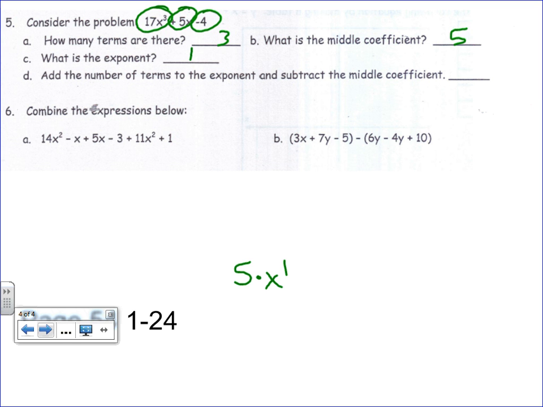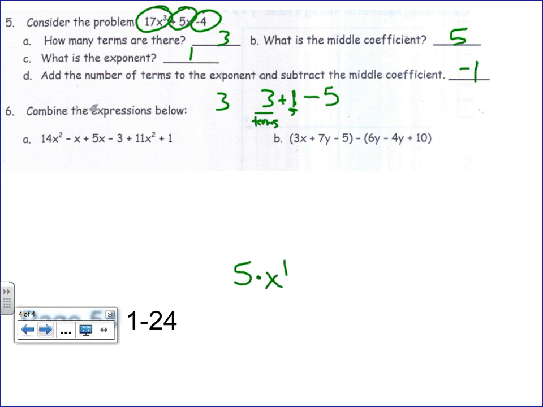Add the number of terms to the exponent and subtract the middle coefficient. The exponents of the terms are 3 and 1. So exponents are 3 plus 1 and 0. Just remember, any number to the 0 power is 1. But anyway, it says add the number of terms to the exponent and subtract the middle coefficient. So there's 3 terms to the exponent. I guess the exponent of that is 1. So there's the 1, the number of terms, and subtract the middle coefficient. The middle coefficient is 5. So I guess I should have 3 plus 1, 3 plus 1 minus 5. 3 plus 1 minus 5 is -1. If you didn't miss that, don't worry about it.